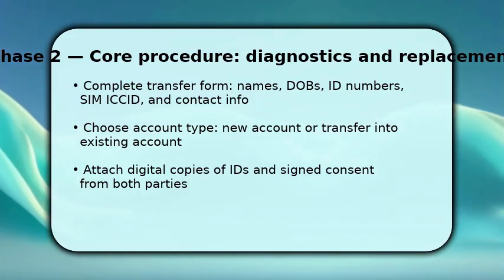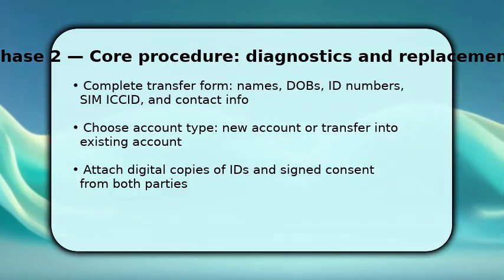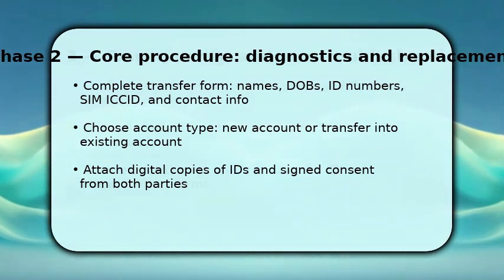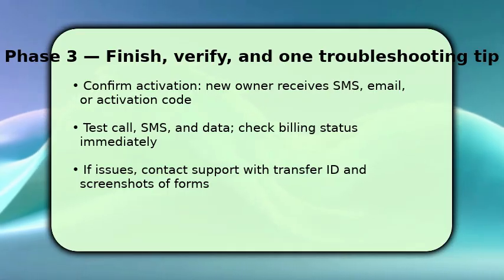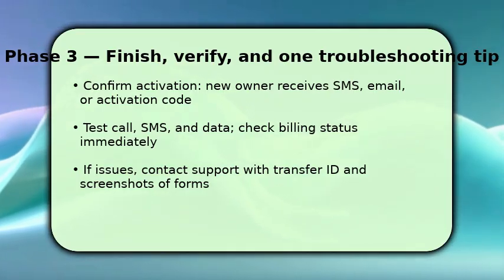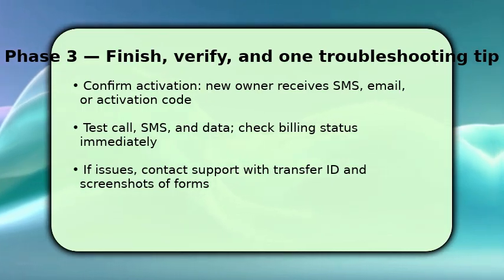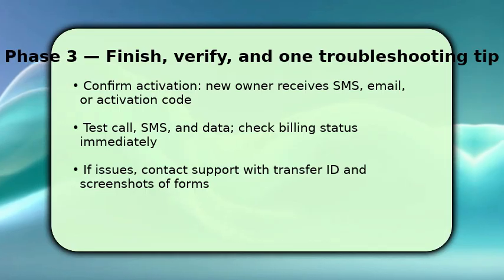Once submitted, watch email or SMS for a confirmation code and next step instructions from the carrier. Finish by verifying activation with the new owner. They should receive an SMS or email confirmation and possibly an activation code. Once activated, test voice, SMS, and mobile data to ensure services work.